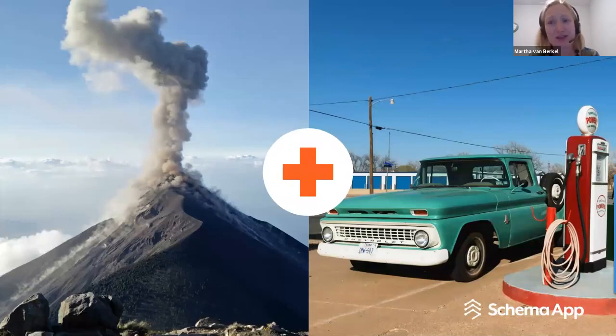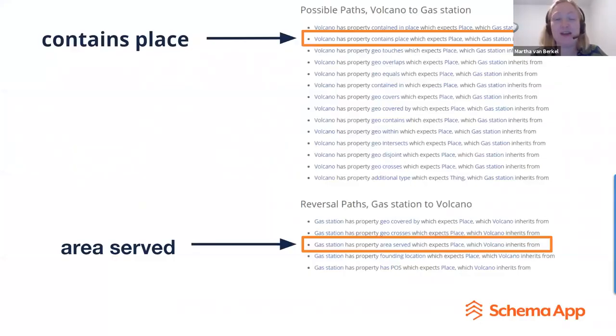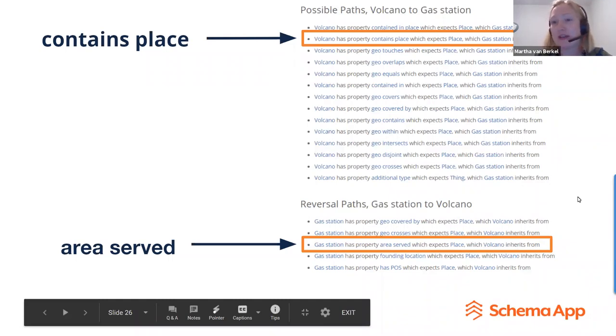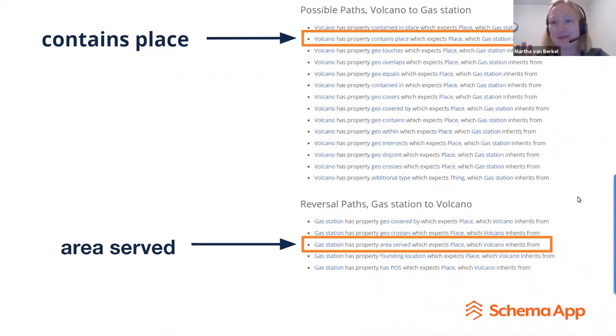And just to illustrate that you can connect anything, let's say your webpage was about a volcano and a gas station, maybe the gas station serves this volcano area, you're in Pompeii, you could actually go here and put in those two things. And the Schema Paths tool would tell you that the volcano either contains a gas station, a little explosive, it's probably the opposite, or the gas station area serves the volcano. And so really you can relate pretty much anything, challenge accepted if you find something we can't relate, through the schema.org vocabulary.